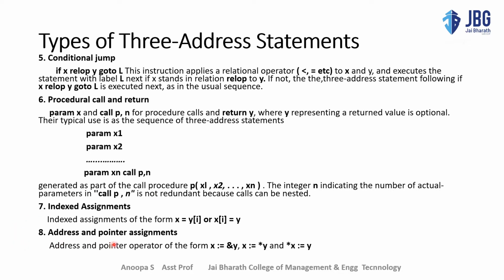Then address and pointer assignments are also one type of three address statement, that is x equal to ampersand y, x equal to star y, star x equal to y. These are all address and pointer assignments.